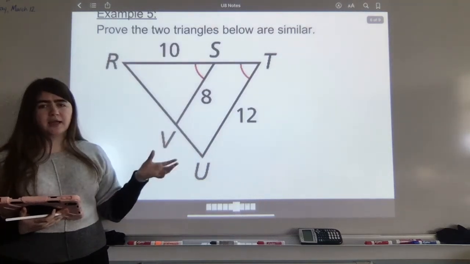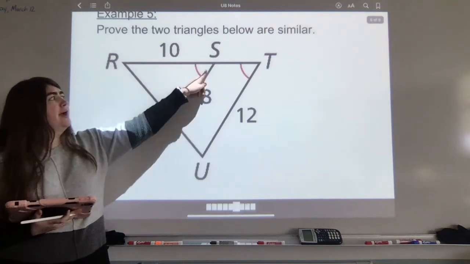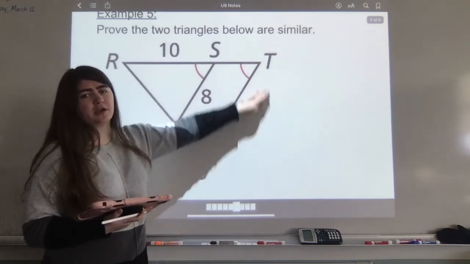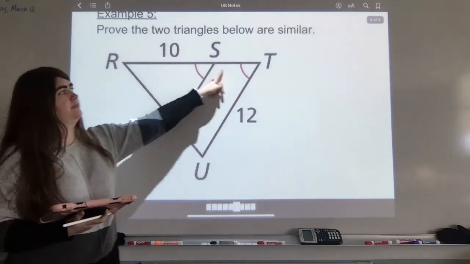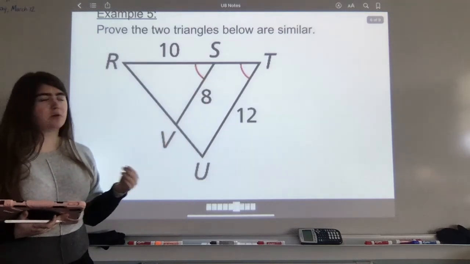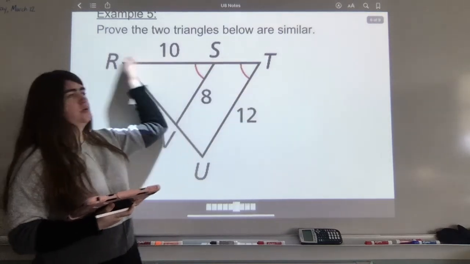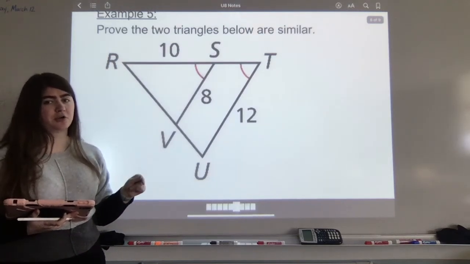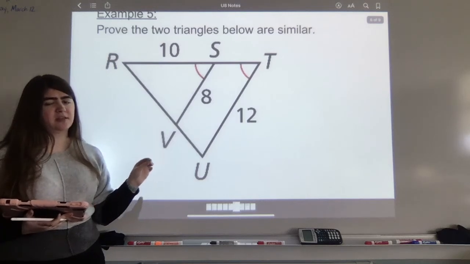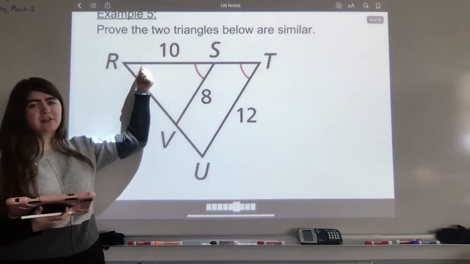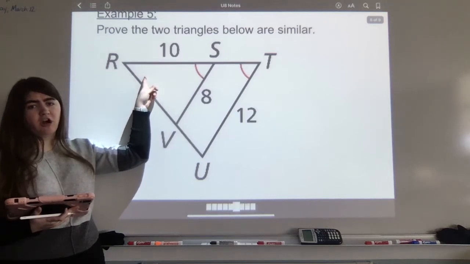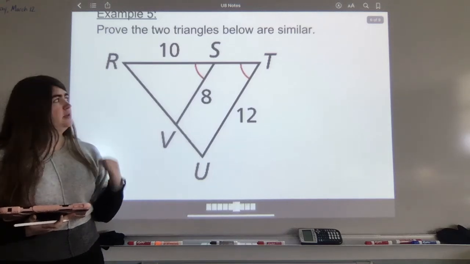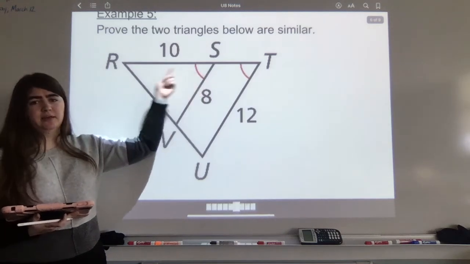But for side, angle, side to happen, we would have to have RS and the full length of RT, because this bigger triangle is using RT. And that's not enough information because we don't know what this length is or the whole length. But we do have a second set of angles that are congruent. And this is where the reflexive property kicks in again. We have angle R, we have to say that angle R is congruent to itself because R is in both triangles. And that's what your proof would look like. Angle, angle, because you have one given and one is reflexive.